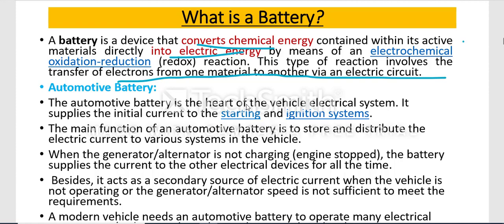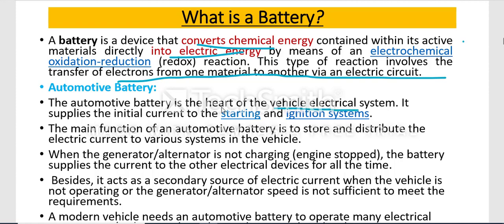Okay, means since 1920 we are using car batteries for starting purpose. Okay, the Hudson Motor Car Company was first car company to use the standardized battery in 1918. Okay, since then we are using the automotive battery. So what is meant by automotive battery? Let us see. Automotive battery is the heart of electric vehicle.